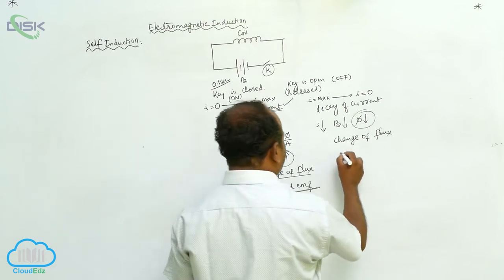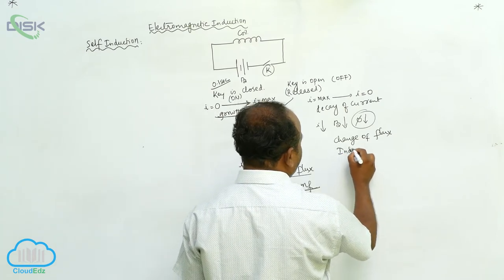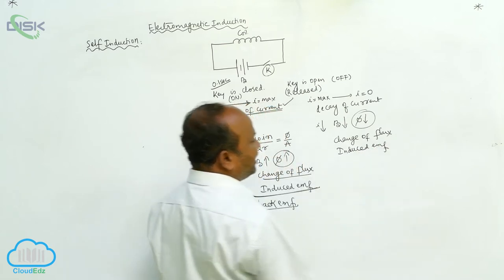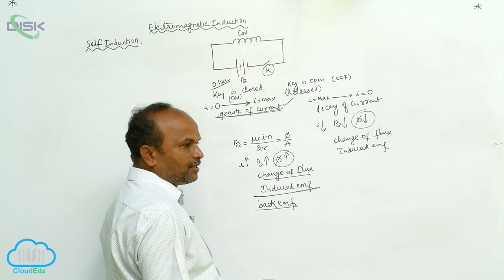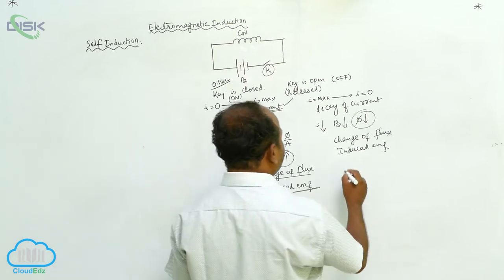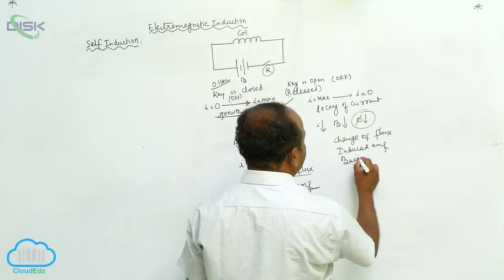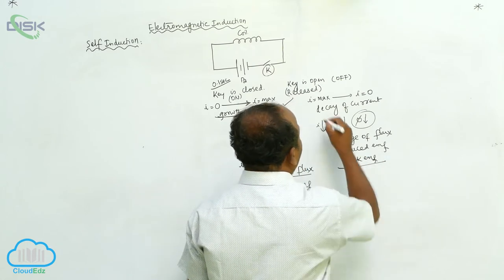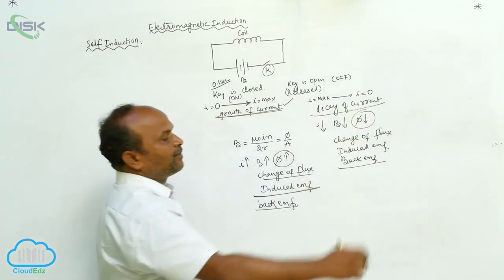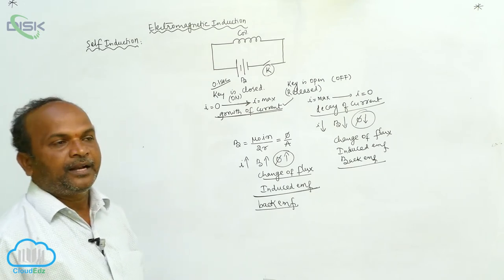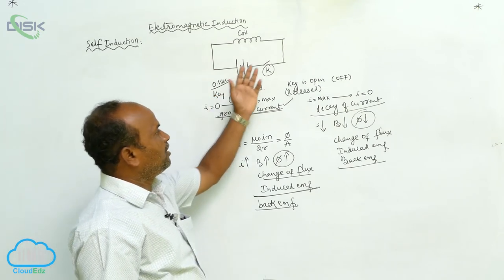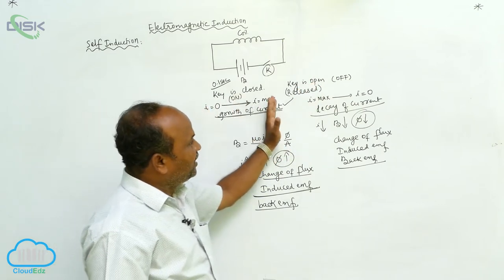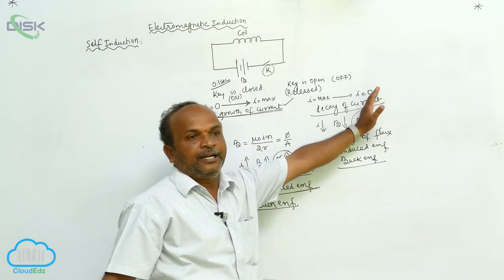Because of change of flux, once again there is an induced EMF. This induced EMF is always opposite to the original EMF. That's why there is a back EMF. Because of this back EMF, decay of current is opposed. During the switch on, during the switch off, during the growth of current, during the decay of current.